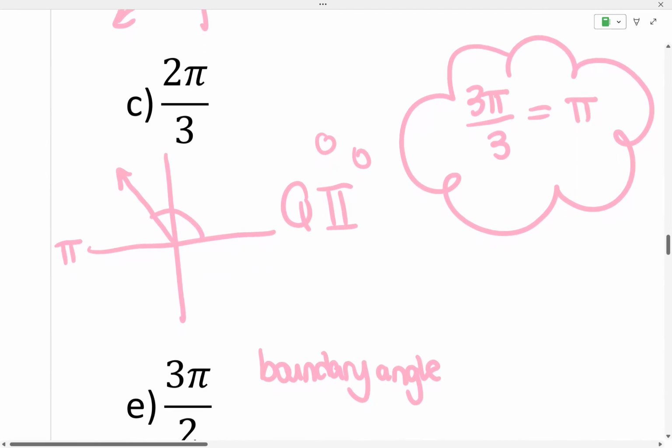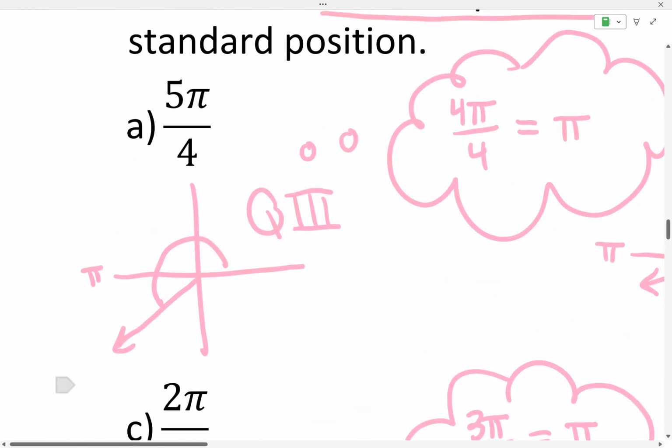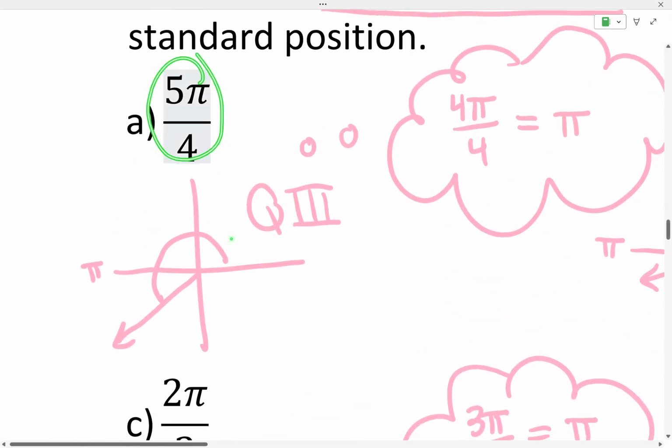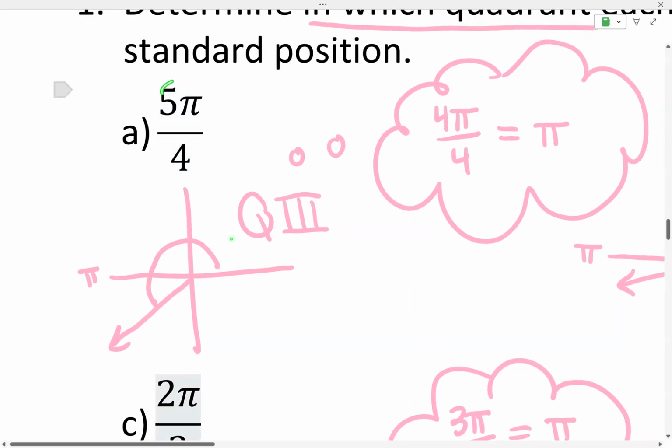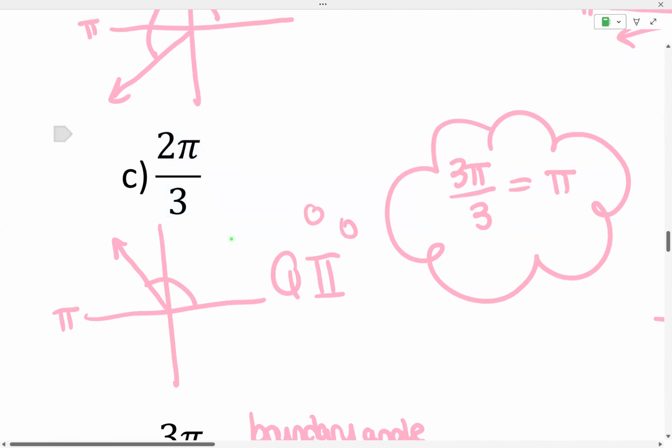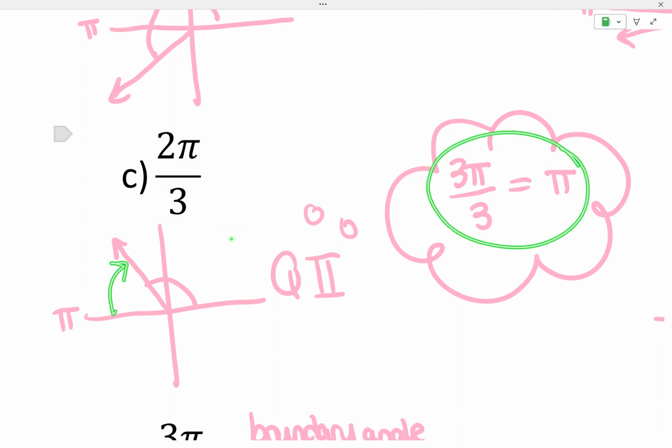So this next one, 2 pi over 3, I'm kind of almost rounding it to the nearest one. So this one, 5 pi over 4, the nearest whole number was 4. So that's why I rounded that one down as opposed to rounding it up to 8 or something. And here, I'm rounding it up because I can see that the closest one is 3 pi over 3. So 2 pi over 3 is a little bit less than a full pi. So that's why I know that it's going to be in quadrant 2.